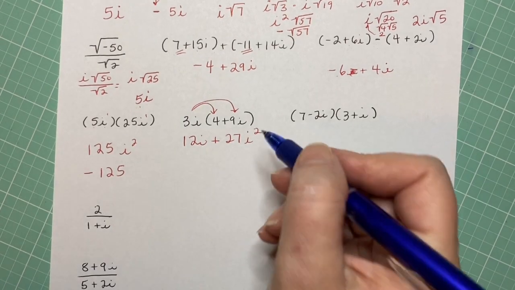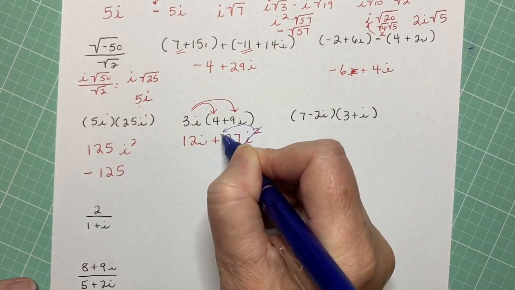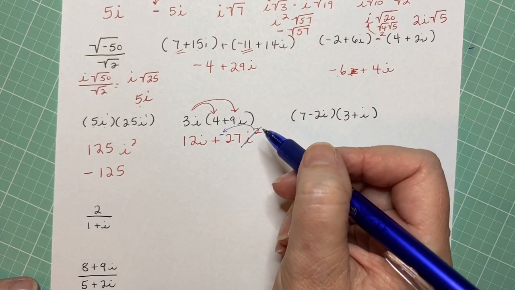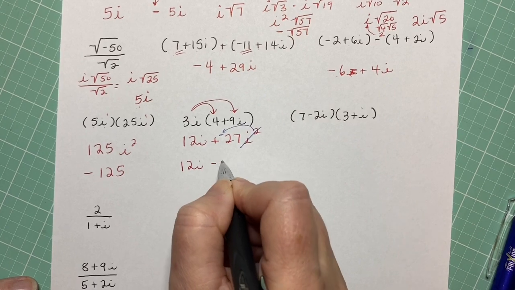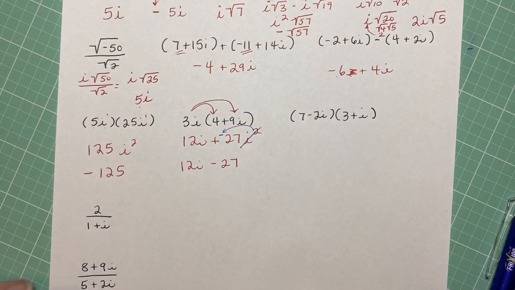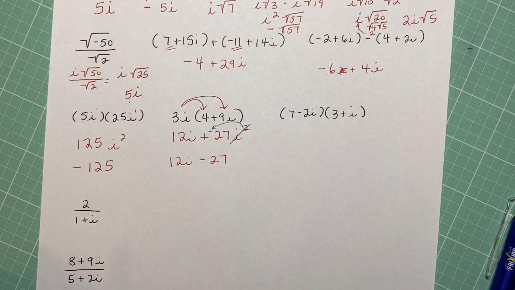So I always just think when you have an i squared, what it does is it cancels and changes the sign in front of it to a negative. So what you really end up with is 12i minus 27. So the i squared just changes the sign of the number in front of it.